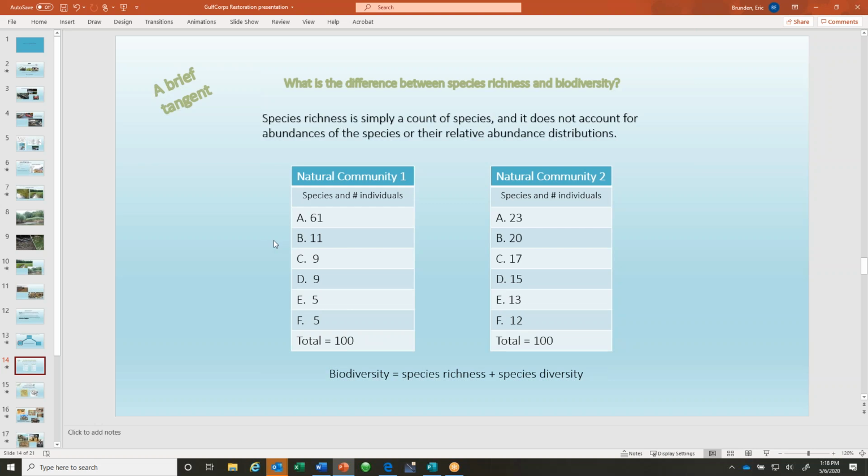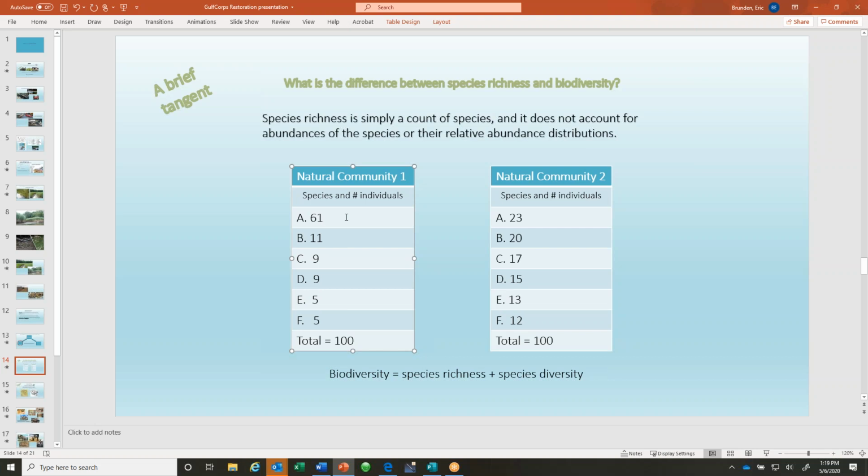When you're talking about biodiversity, and I made this little graph here, if you have this natural community number one here, as opposed to community two, you can see they both have the same number of species involved, but number two is pretty evenly distributed. It's a very diverse community, not because of the same number of species, but because they're fairly evenly spread. This one would be considered less diverse because it's so overwhelmed by one species. It's like 61% of the community is just one species.